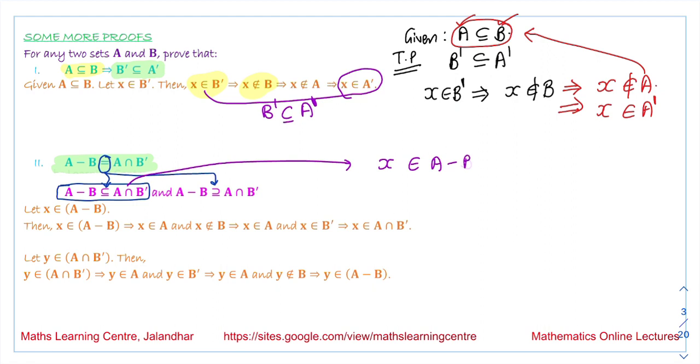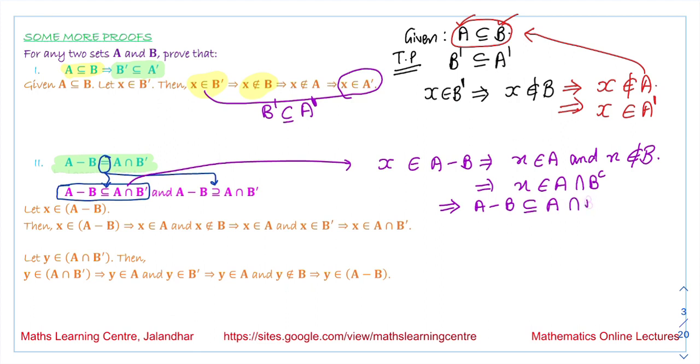A minus B. This gives us that X belongs to A and X does not belong to B. This is by the definition of difference of two sets. So this means that X belongs to A intersection B complement, and this is the first part we have to prove. This implies that A minus B is a subset of A intersection B complement.